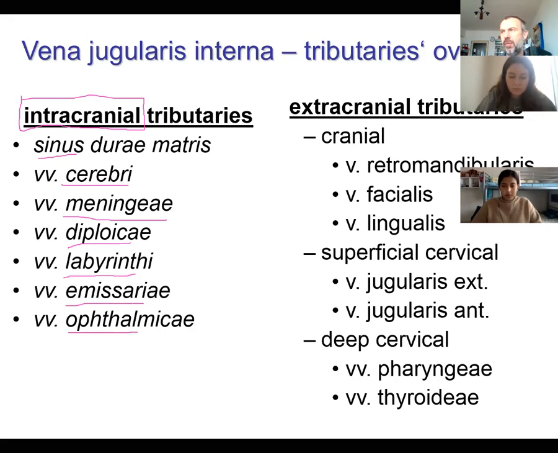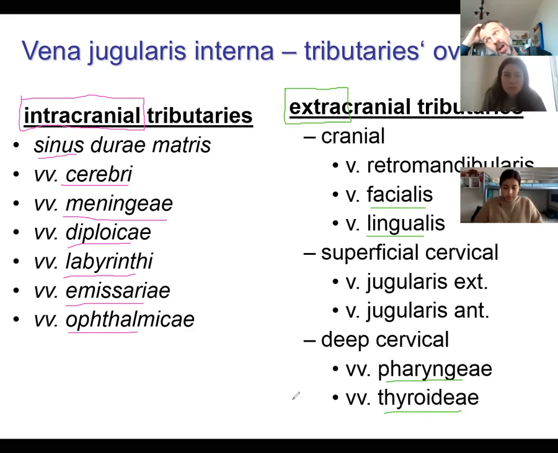And now just an overview of the extracranial ones. Okay, thyroid and pharyngeal, similar to arteries. Lingual, facial, similar to arteries. Of course, we have occipital, posterior auricular. And then we have this one, retromandibular.